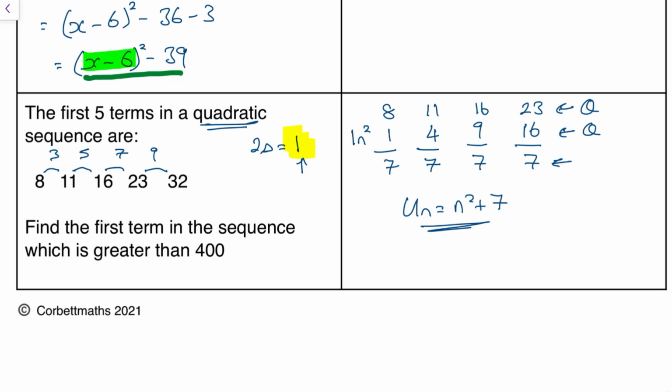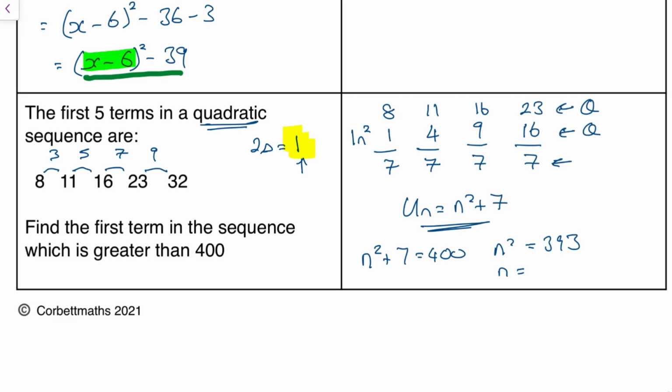It says find the first term in the sequence which is greater than 400. So I want to know where n squared plus 7 is equal to 400, which is going to be where n squared is equal to 393. If I get my calculator out, that tells you that n is approximately 19.8242, etc. I don't really care about all the numbers. I just care that it's 19.8.